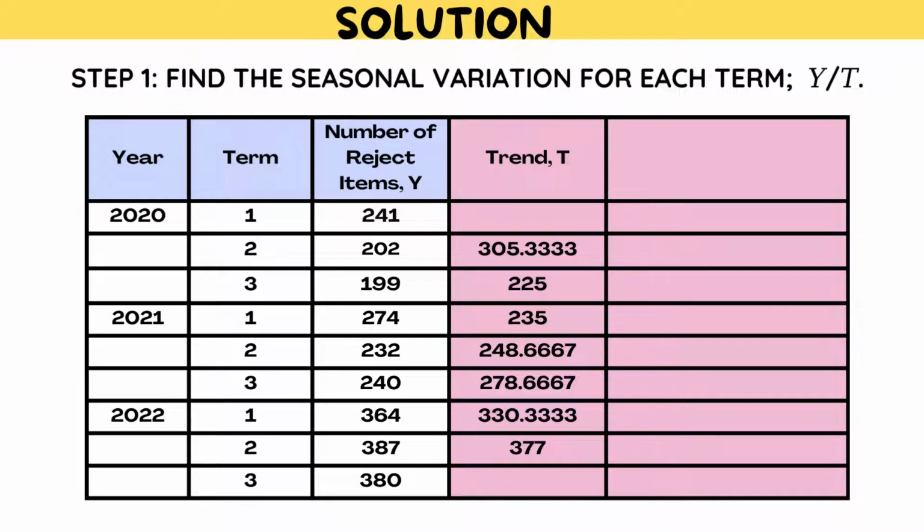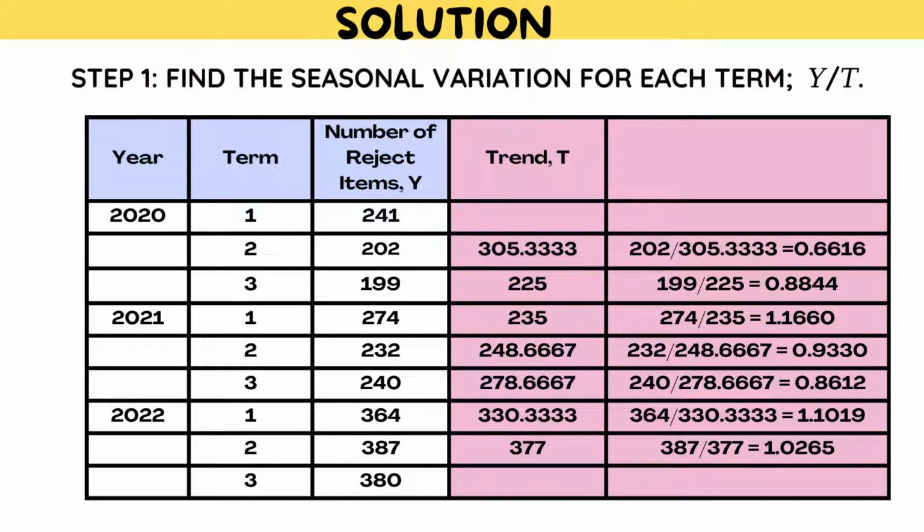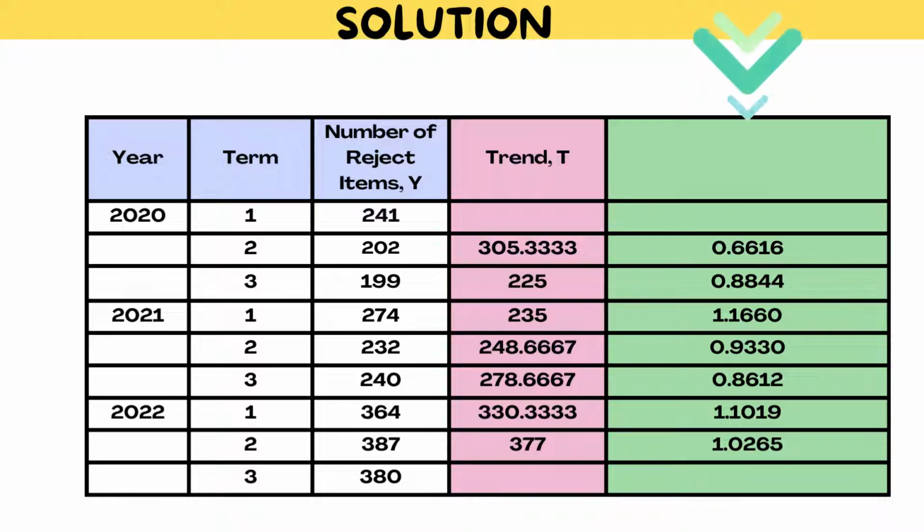Step 1. Find the seasonal variation for each term, Y over T. Our Y is the number of reject items while our T is the trend. The first line, Y over T, 202 divided by 305.3333, the answer is 0.6616. Proceed to the second line, 199 divided by 225, the answer is 0.8844. Continue to calculate the values of Y over T until the last line, 387 divided by 377. The answer is 1.0265. So class, the green color column is our seasonal variation values.